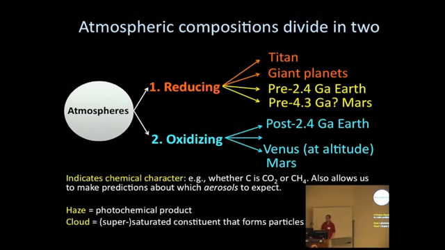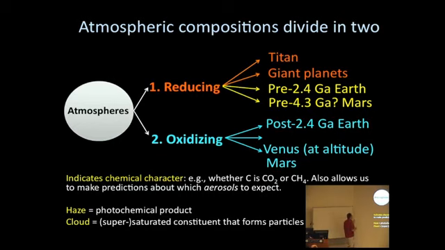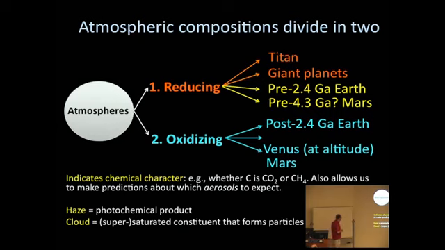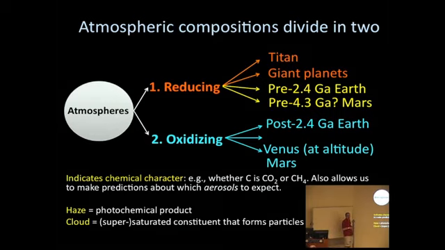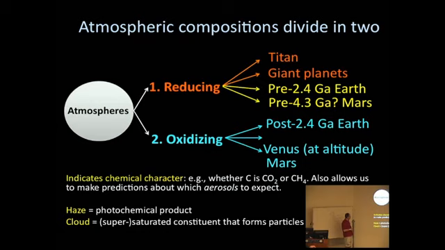And Mars, CO2. Why is this a useful way to think about atmospheres? Because it indicates the chemical character. So you know that in an oxidizing atmosphere, carbon is going to be CO2. In a reducing atmosphere, it'll be CH4. It could be CO if it's a hot Jupiter or something, if the equilibrium shifts in that direction. And it also allows us to make predictions about the aerosols, right? So in this kind of atmosphere you'll have certain aerosols, and in this kind, you'll have other kinds.